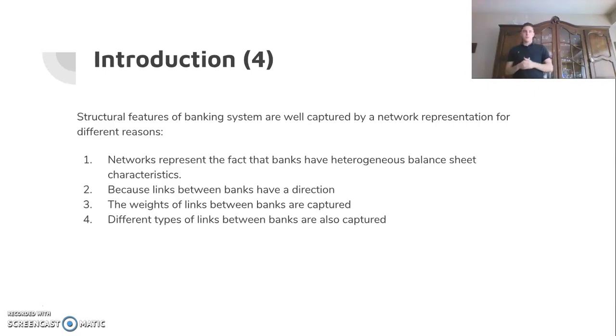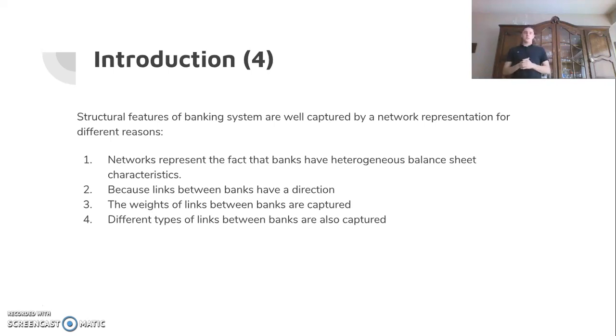The second one: links between banks are directed. Consider the simplest case where one bank lends to another bank. The first bank is exposed to the default of the second bank. It is the counterparty risk, while the second bank might be exposed to the willingness of the first bank to roll over the loan. It's the rollover risk. In both cases, the direction of the link does matter for economic interpretation.